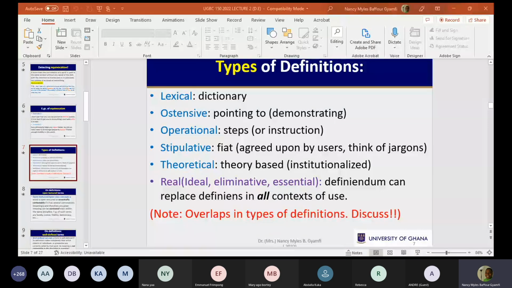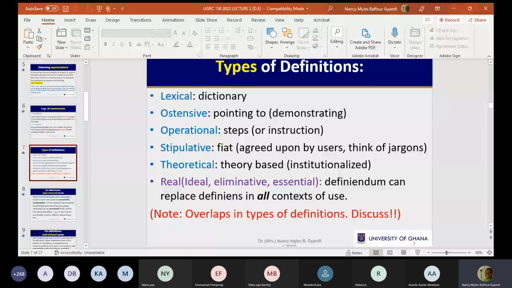So after all that is said and done, you can see the last type of definition down there, which is what? Real definition, also called ideal definition, also called eliminative definition, also called what? Essential definition. What type of definition is that? You see that it is in another color code. It means I'm going to say something more about that type of definition. It has some weight that the others don't have.